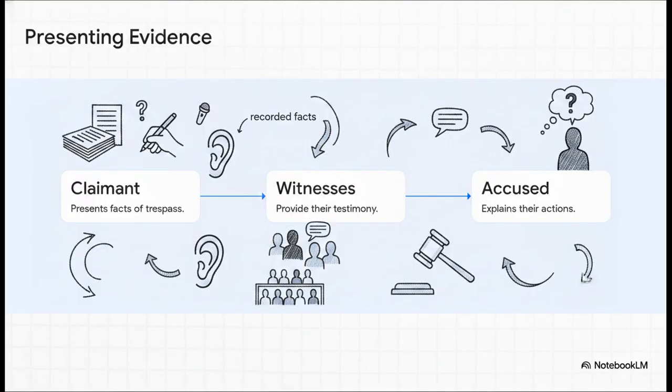Let's map out how the evidentiary hearing actually flows. It's a highly structured three-step process. First up, the claimant presents recorded facts establishing the who, what, when, and where of the trespass. Second, the witnesses provide their testimony. And finally, the accused is called upon to explain their actions or lack thereof. And remember, throughout this entire process, the justice is merely facilitating. They let the jury and the parties ask clarifying questions, but they never ever rule on the evidence themselves.